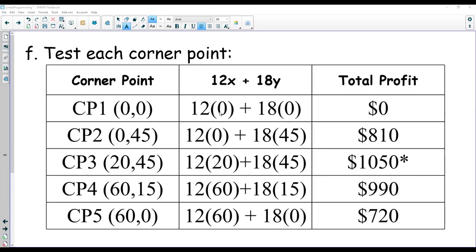Taking a moment to calculate my expression with my corner points, I find the profits for each of the corner points, and the one that yields the maximum profit is when we have 20, 45 in corner point 3. So now the last step for us to do is to interpret this. What does this mean? What is 20? What is 45? And provide a final answer.